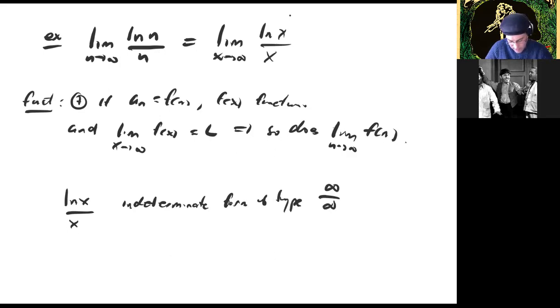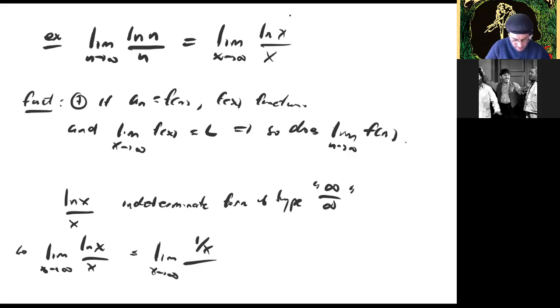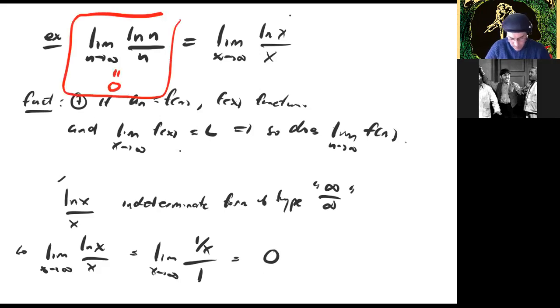Infinity over infinity. This is one of those forms that enables you to apply L'Hopital's rule. So the limit as x goes to infinity of ln of x over x is the same as the limit as x goes to infinity of the derivative of the numerator, which is 1 over x, divided by the derivative of the denominator, which is 1. So as x goes to infinity, you're going to get 0, right? Therefore, the limit of the sequence is going to be 0. Very good.